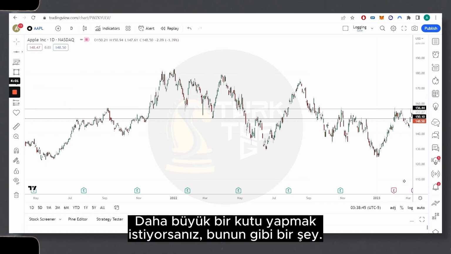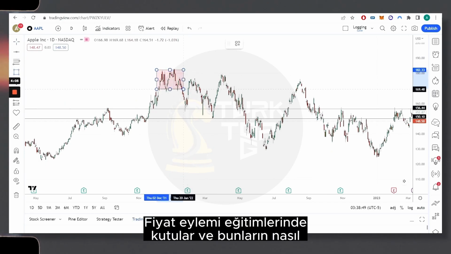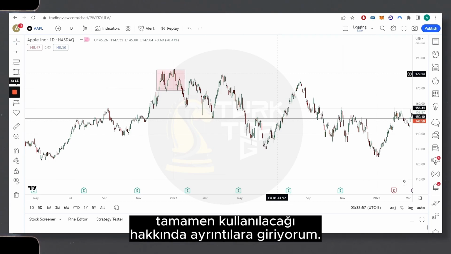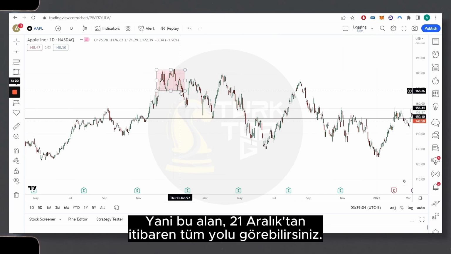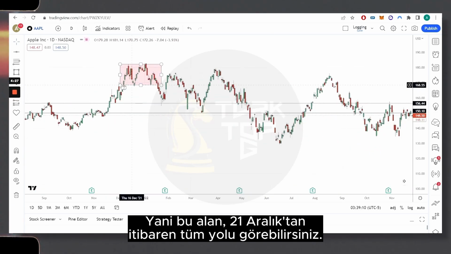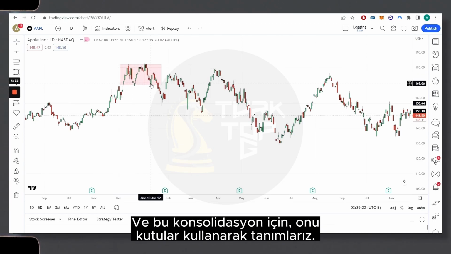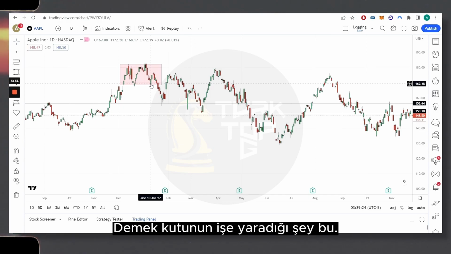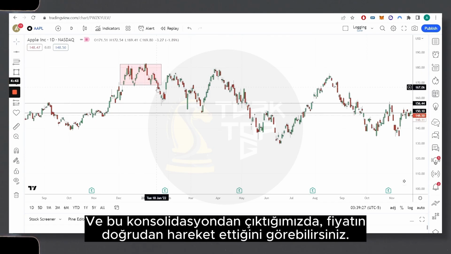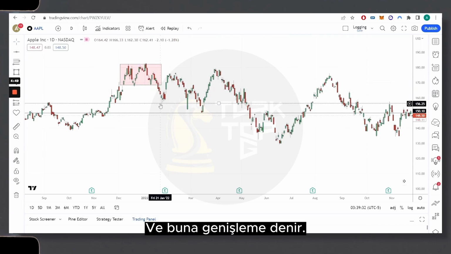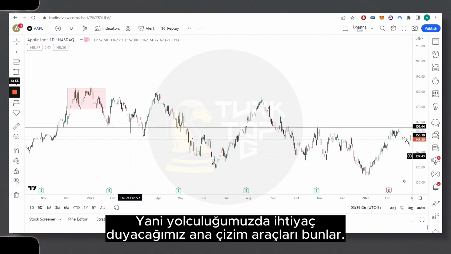If you want to make a bigger box, like something like this, I go into detail in the Price Action Pro tutorials about boxes and how to use them completely. So if you don't get this right now, don't worry about it. So this area, you can see from December 21 all the way to January of 2022, price in Apple did not really go anywhere. It just went into a sideways consolidation. And for this consolidation, we define it using boxes. So that's what the boxes are useful for. And once we break out of this consolidation, you can see price move directionally, and that's called an expansion. So those are the main drawing tools that we'll need in our journey.